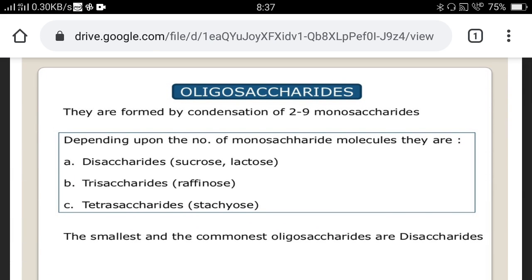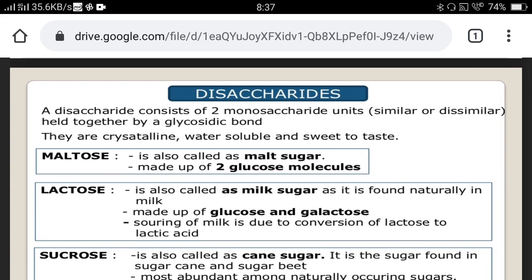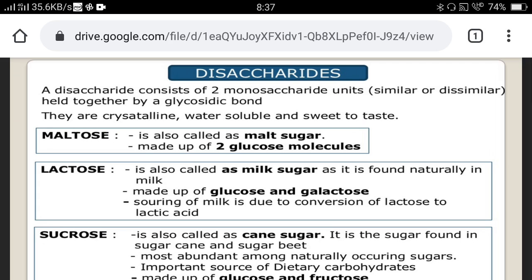Oligosaccharides are formed by condensation of 2 to 9 monosaccharides. Depending upon the number of monosaccharide molecules, they are disaccharides, for example sucrose and lactose; trisaccharides, raffinose; tetrasaccharides, stachyose. The smallest and the commonest oligosaccharides are disaccharides. Disaccharides consist of 2 monosaccharide units, similar or dissimilar, held together by a glycosidic bond.